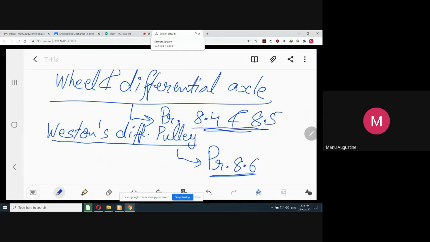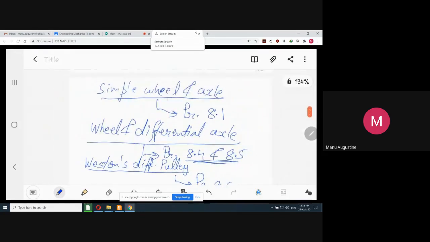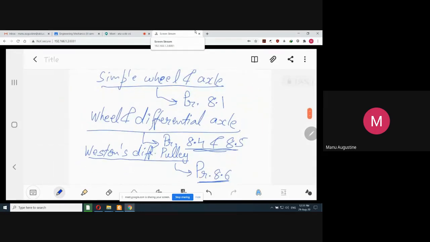So these are the problems that you have to study for these topics. 8.1, 8.4 and 8.5, 8.6. This will cover simple wheel and axle, wheel and differential axle, Weston's differential pulley. These are very simple problems. Okay, so please make sure that you at least practice some problems like this.